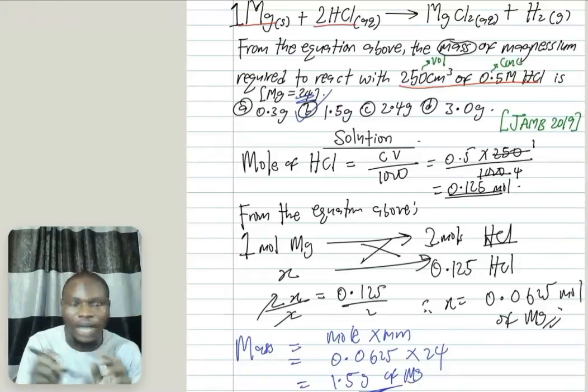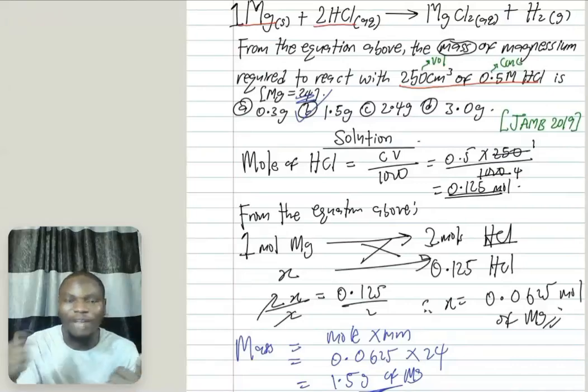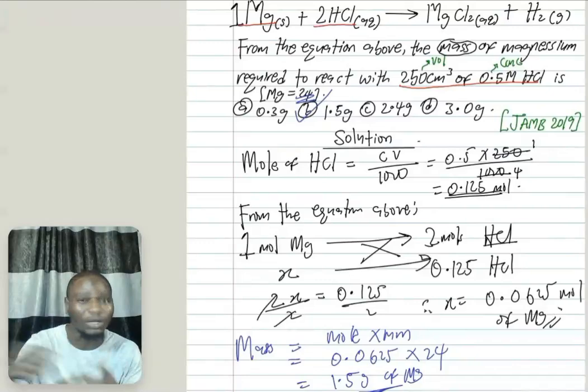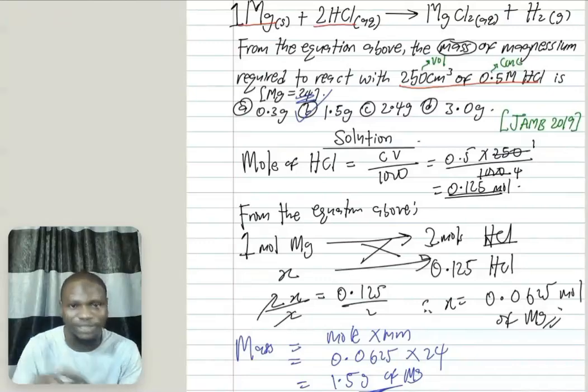That's how to solve the question. You can see I will solve by getting mole. Then from my mole, if I'm asked to find mass, I'll multiply the mole by molar mass. If I'm asked to find volume, I'll multiply the mole by 22.4 dm cube. You can see the pattern. So that's that for that.